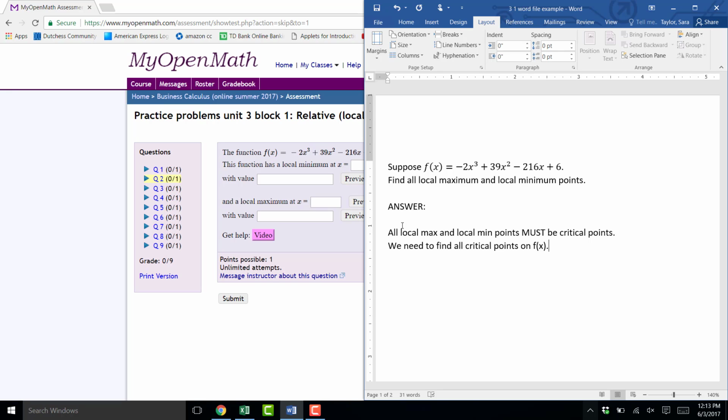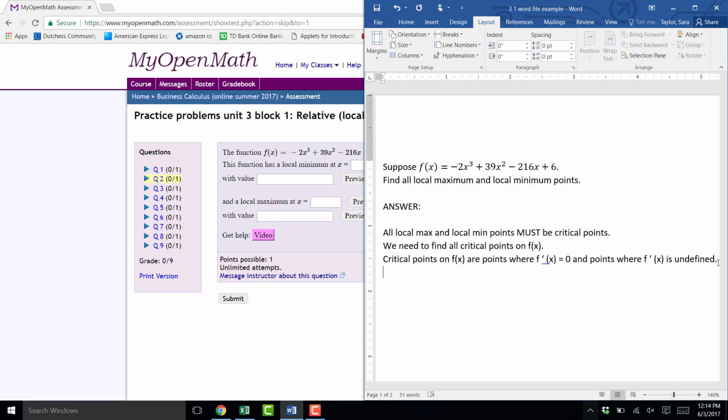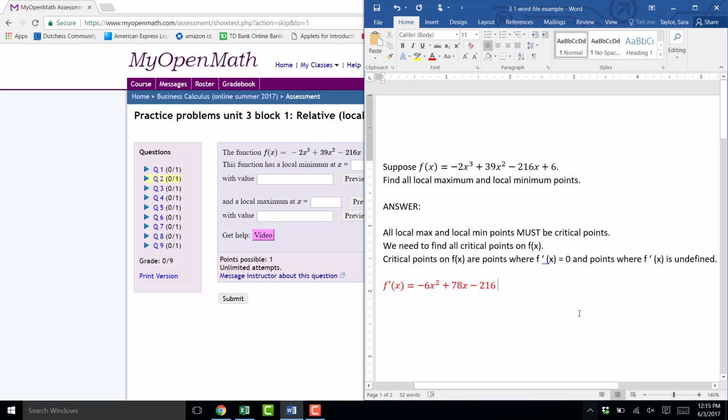F of x has a critical point at all the points where f prime is 0 and points where f prime is undefined. So I need to find f prime of x, and then I'm going to look at f prime of x and see, are there any places where f prime is undefined? And then I'll need to solve for the places where f prime of x is equal to 0. A derivative function is a second degree polynomial, a parabola, and the original f of x function was a third degree function.